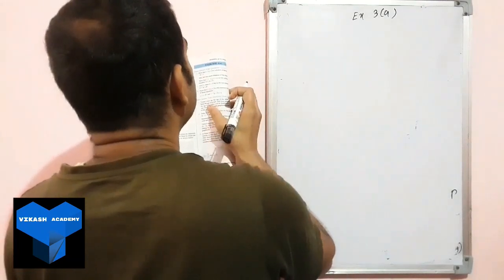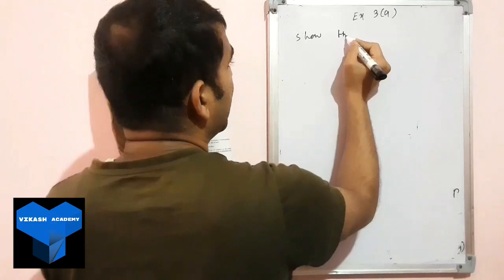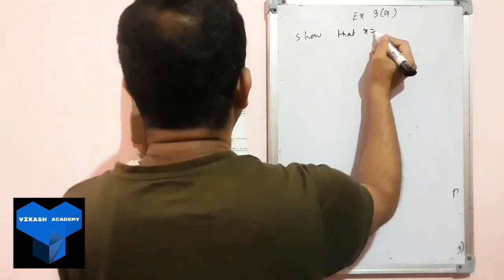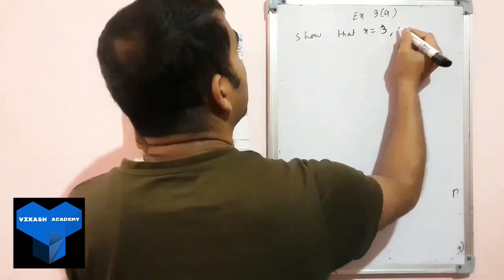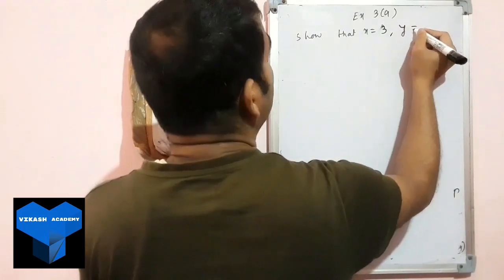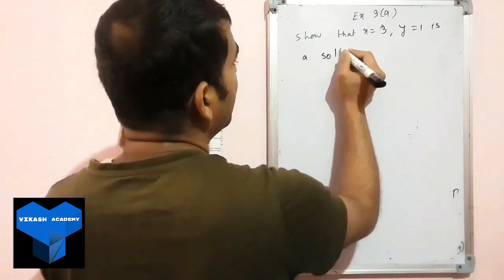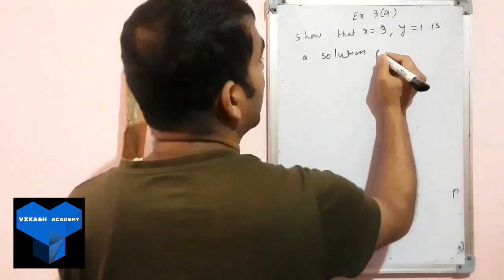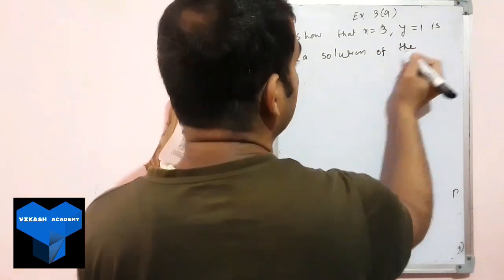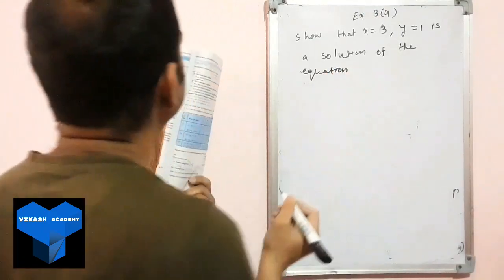They are saying, if x equal to 3, y equal to 1 is a solution of the equation, this will be a 1 mark or 2 marks question. What is the equation?